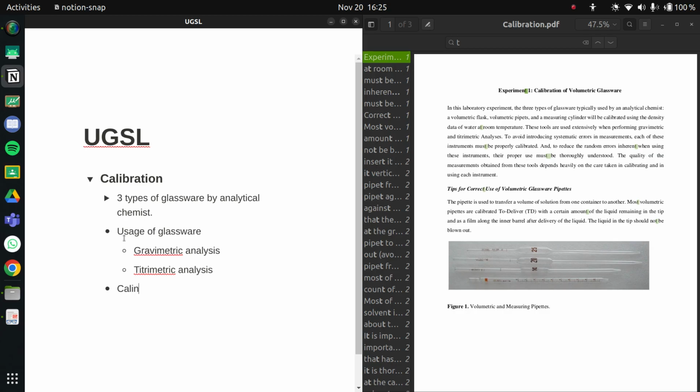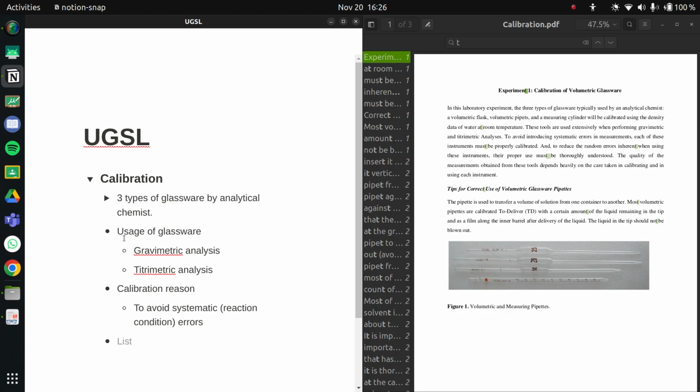Calibration is done. So why do we do it? To avoid systematic errors. So what is a system over here? This is mainly just the temperature and chemistry related things, the reaction conditions. Whatever the system temperature is, or other things like humidity, depending on that, your glassware changes its size, right? And to reduce the random errors inherent when using these instruments, their properties must be thoroughly understood.